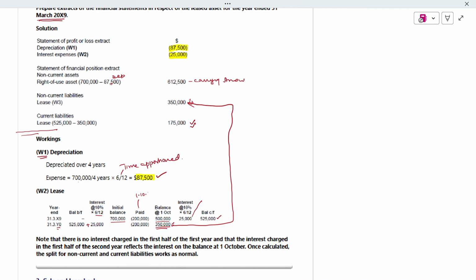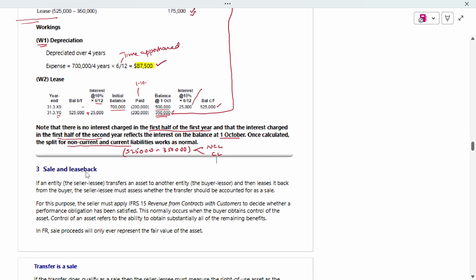There is no interest charge for the first half of the first year because we started on 1st October. Then the interest charge for the first half of the second year reflects the balance on 1st October. Once calculated, you have to split. We have done 525 minus 350 as normal. Then we will say what is the current liability and what is the non-current liability. Is it okay?